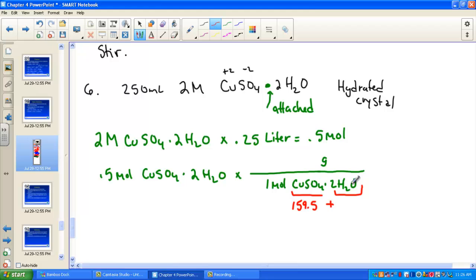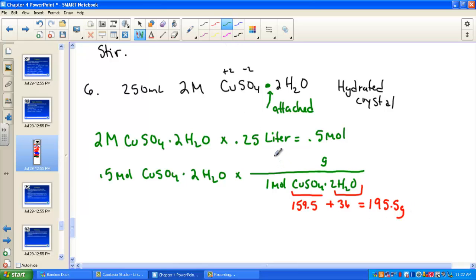2 H's and an O is 18, the molar mass of water is 18, but I need to double that because there's 2 moles worth. So that's 36, isn't it? 2 units of water adds to 36. So let's sum the whole critter and we get 159.5 plus 36. This molar mass altogether is 195.5 grams.